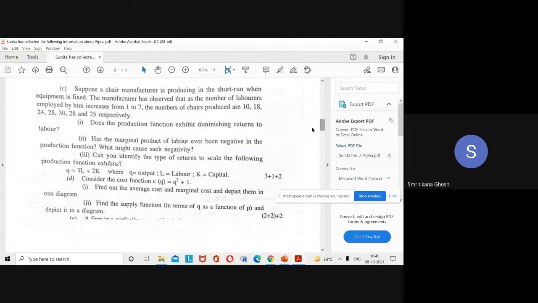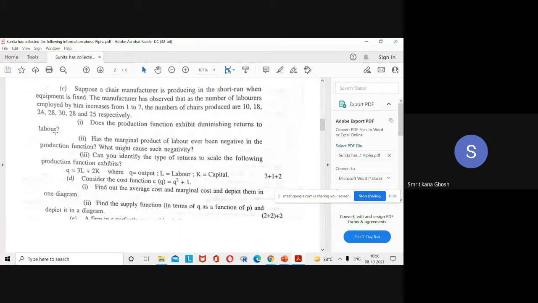Suppose a chair manufacturer is producing in the short run when equipment is fixed. That means capital is fixed. The manufacturer has observed that as the number of laborers employed by him increases from 1 to 7, the number of chairs produced, that is the total product, changes. So you can find out the marginal product from 1 to 7. Does the production function exhibit diminishing returns to labor? That you have to check.